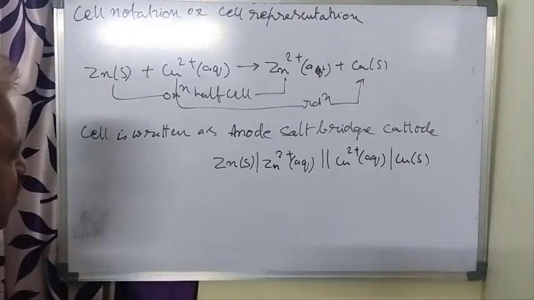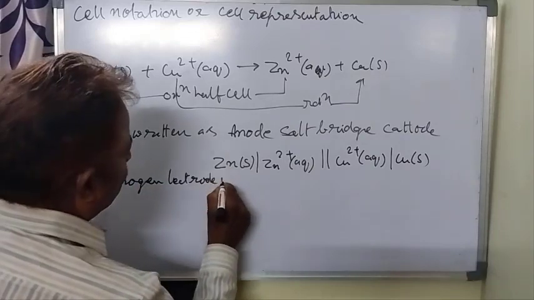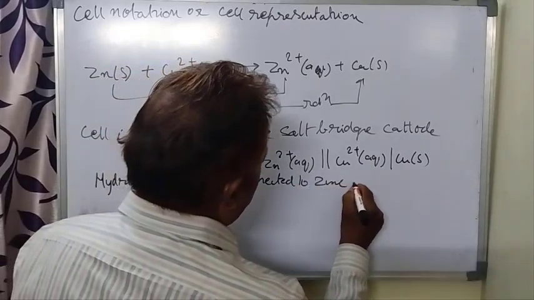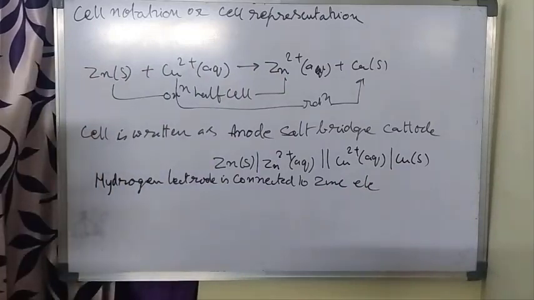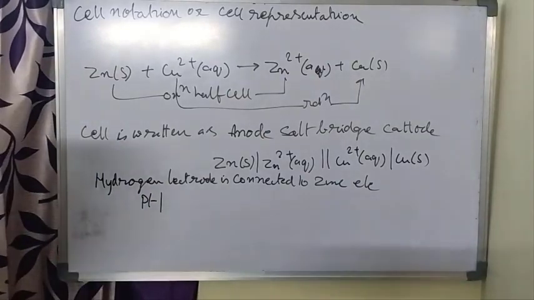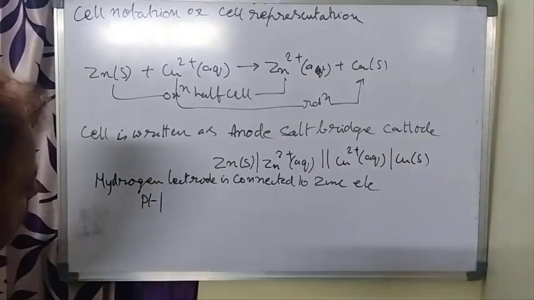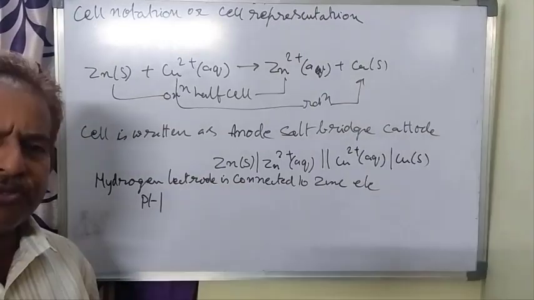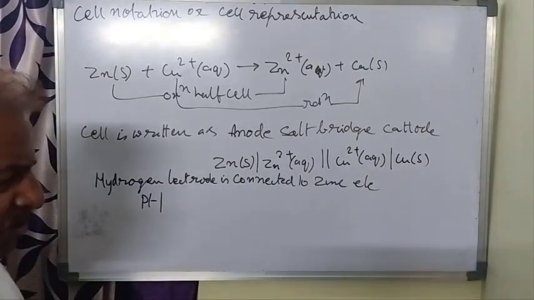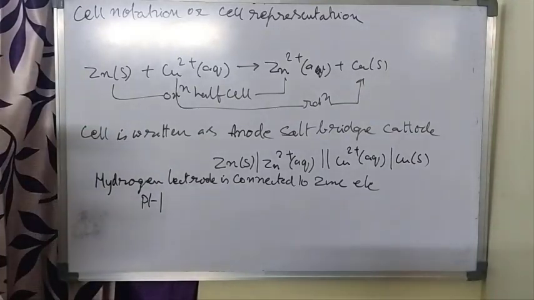Now if a hydrogen electrode is given, the hydrogen electrode is connected to the zinc electrode. So in this case, Pt. Why do we write Pt? Because hydrogen is a gas. To release or collect the hydrogen gas, a base is required. That base is platinum. Why do we use platinum? Because platinum is a passive electrode. It does not take part in the reactions. So such an electrode, either platinum or graphite, should be used in the case of a hydrogen electrode.